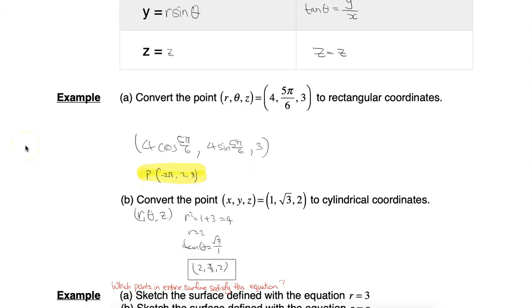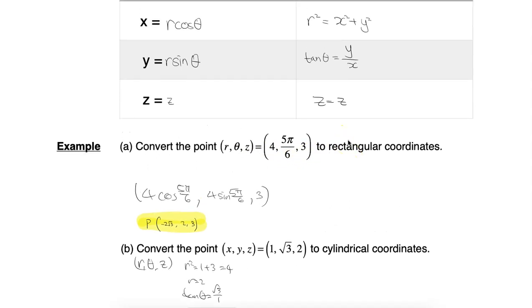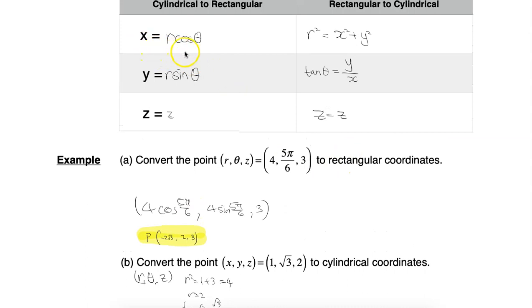Okay, so let's have a look at examples. When you have to convert points, it's going to be pretty easy. You just have to plug in the values. So if we know that r, theta, z is 4, 5 pi over 6, and 3, and we want to convert that to rectangular coordinates, all we do is use x equals r cosine theta, which is negative 2 root 3, y equals r sine theta, and it's going to give us 2, and finally z equals z, so it's still 3. We can go backwards.